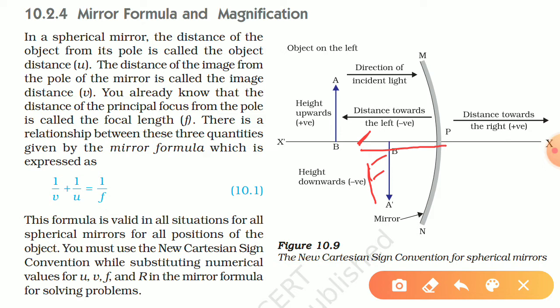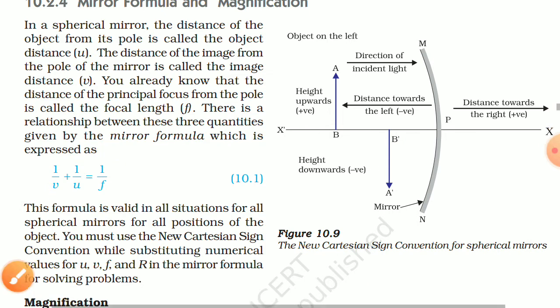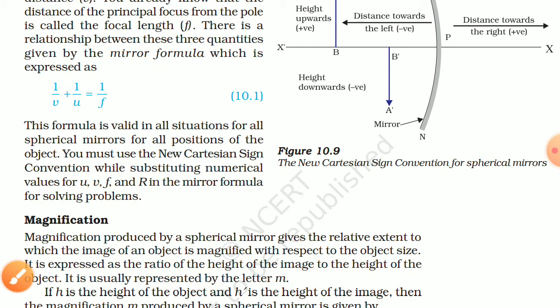There is a relationship between these three quantities given by the mirror formula, which is expressed as this. This is called the mirror formula: 1/v + 1/u = 1/f, where 1/v is 1 upon image distance, 1/u is 1 upon object distance, and f is the focal length. This formula is valid in all situations, for all spherical mirrors and for all positions of the object. You must use the new Cartesian sign convention while substituting numerical values for u, v, f and R. R is the radius of curvature, which is twice the focal length.